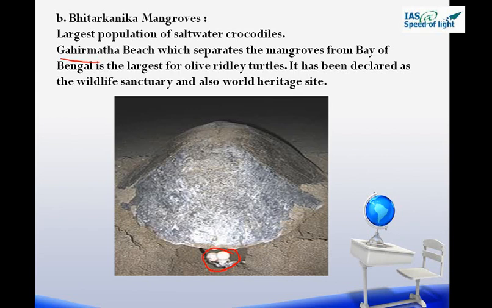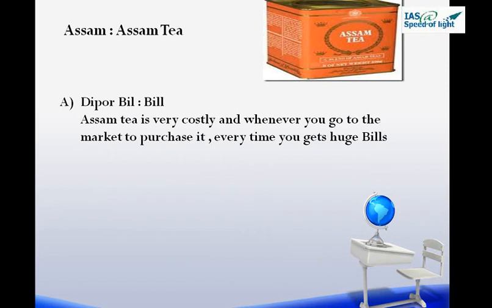Let's move to another state now, and it is Assam, and our picture for Assam is Assam tea. The wetland there is Deepor Beel. From Beel we get Bill. Bill becomes bill, after which you have to pay money. So Assam tea is very costly, and whenever you go to the market to purchase it, every time you get huge bills. See yourself going to the shop and asking for Assam tea, but when you got the bill, you got surprised. It is so expensive. So Bill we are relating it with Assam. So Deepor Beel is Assam tea.